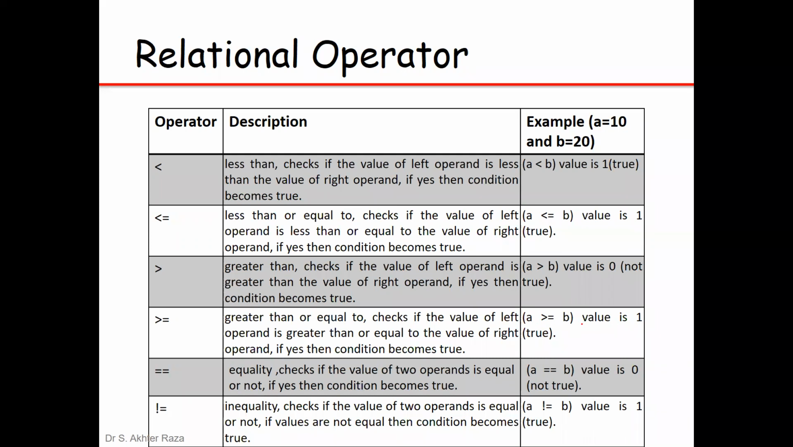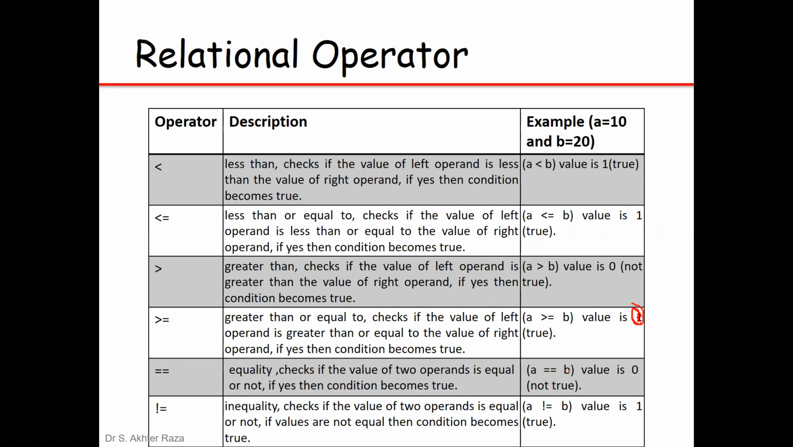A is greater than or equal to B? The answer is no, because A is not greater than B and A is not equal to B. The correct answer is 0 here. The answer is not 1. So 0 indicates the condition is false, and 1 indicates the condition is true.